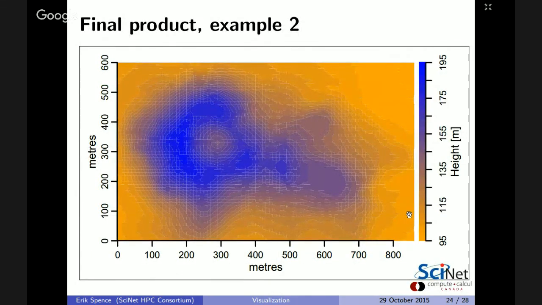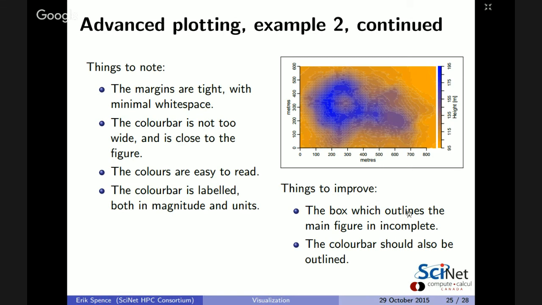Okay, this is data from the volcano that sits outside Auckland in New Zealand. This is a topographical map. So I've got meters here from 95 to 195. Things are tight. It looks okay. There are things I would improve, though. I didn't finish it, and the reason is because I ran out of space on the slide more than anything. The margins are tight. The color bar is not too wide, and it's not too far from the plot. I like it to be close, but not too close, not so wide that it's a waste of space. Colors are fairly easy to read, I think. It's not too bad. The color bar is labeled, magnitude, units.